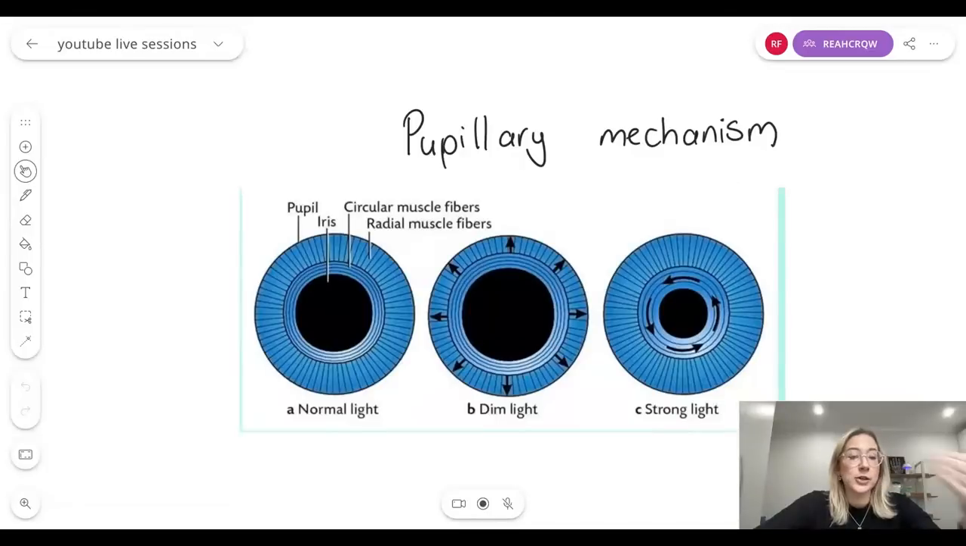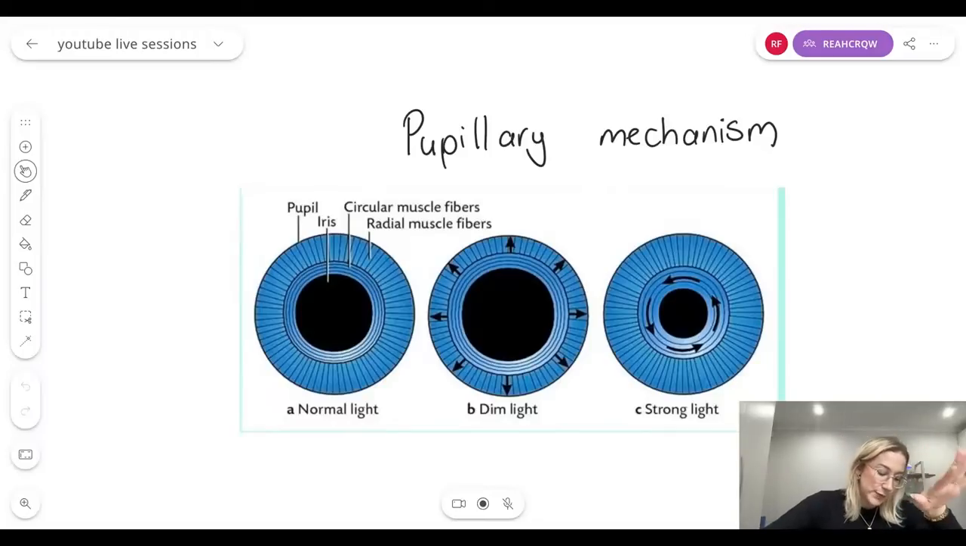So at night, you allow more light in, and during the day, you allow less light. If you allow too much light into the eye, as we just heard, you can't see. You can't see clearly because your focal point doesn't fall on the eye. If you allow too little light, again, you can't see. So it's the same with the pupillary mechanism, except this time it has to do with the muscles of the iris and not the lens.